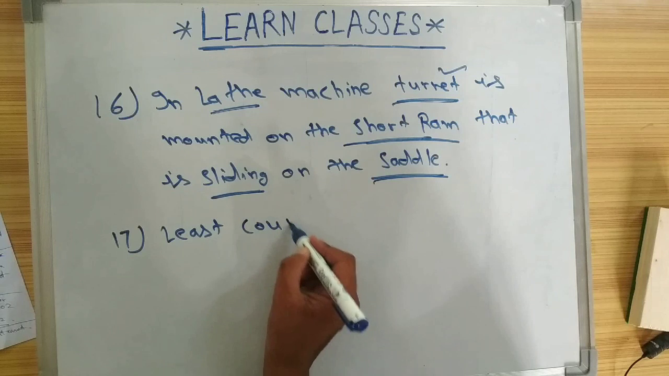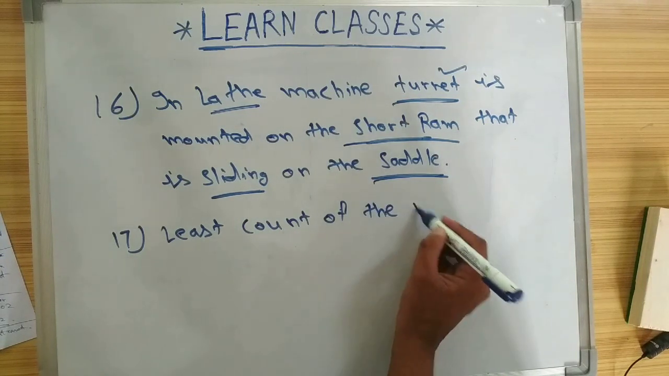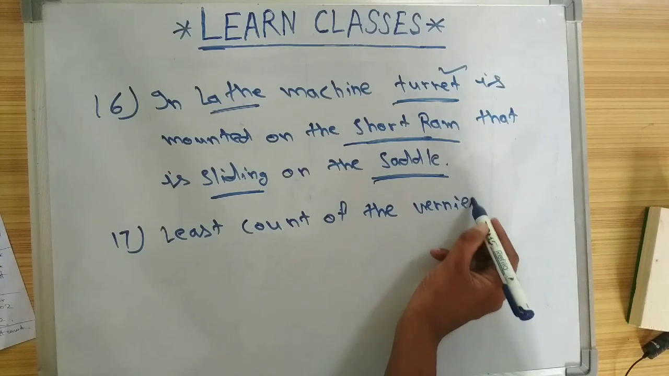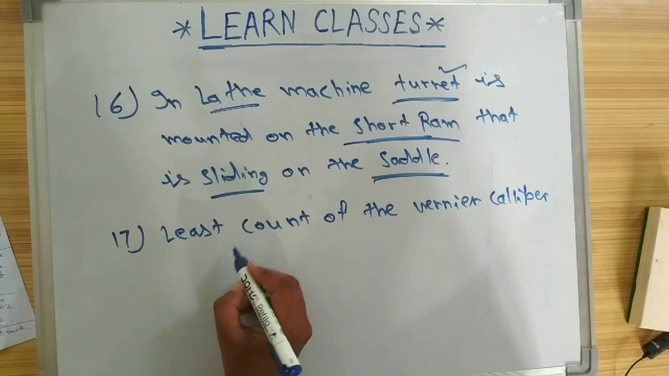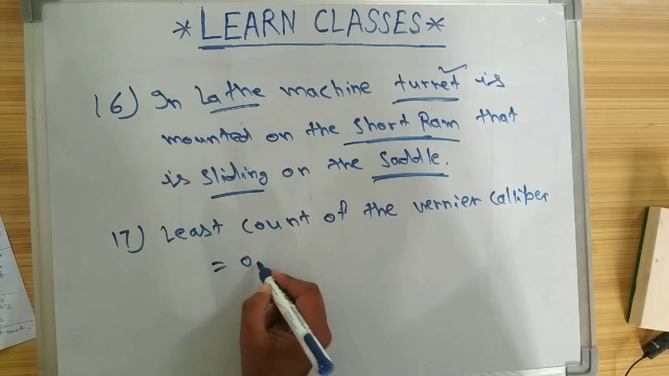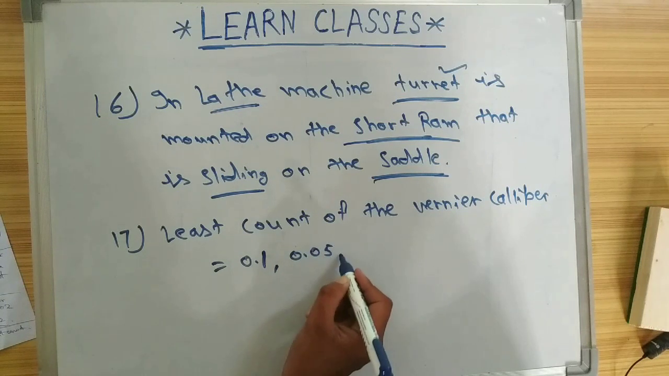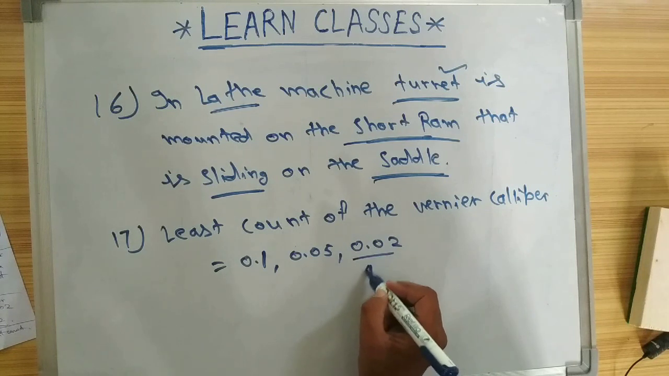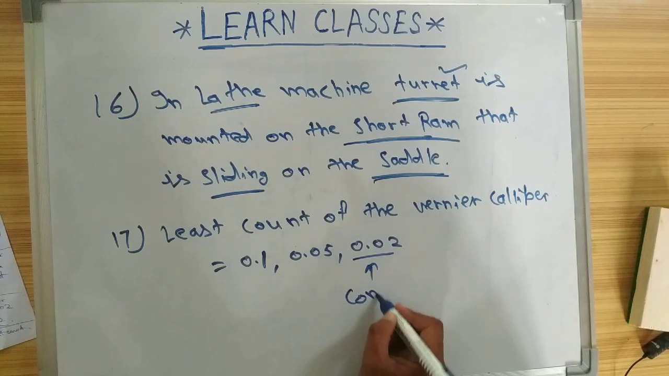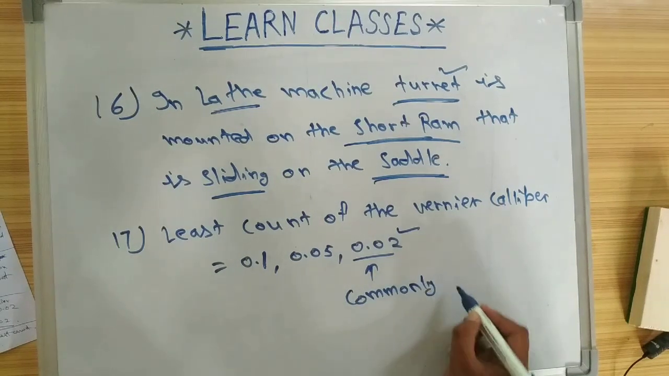Least count of the vernier caliper is equal to 0.1, 0.05, 0.02. Commonly used least count is 0.02.